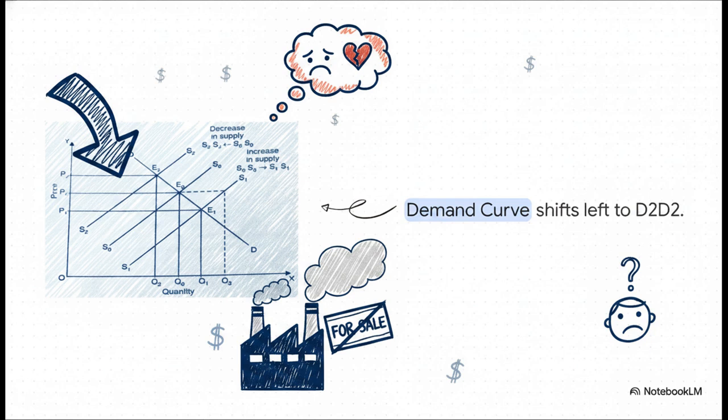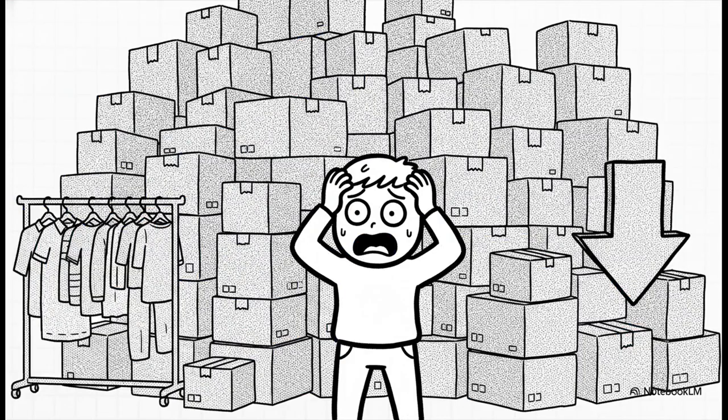Our demand curve drops leftward, retreating from D0 all the way back to D2. And again, look at our supply curve, S. It's exactly the same. Factories are still churning out products at the old rate, completely unaware that consumer tastes have, well, moved on. So we've got a brand new problem. This drop creates some immediate chaos for sellers.